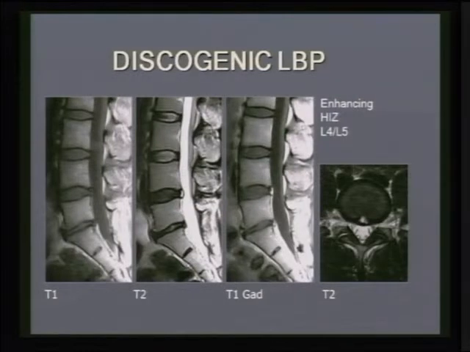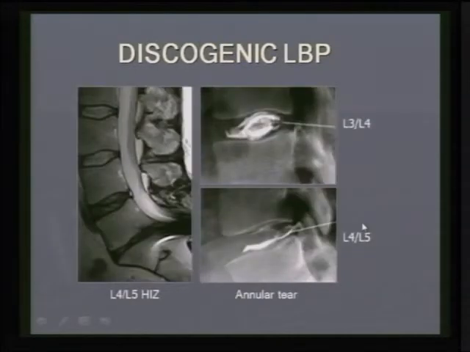At the L4, L5 level, we see a degenerate disc. Disc height is maintained. A small posterior bulge, but a focal high-intensity zone seen just here, which is enhancing following contrast. We don't see it on the T1 weighted images. We identify it also on the axial images within the central posterior aspect of the annulus.